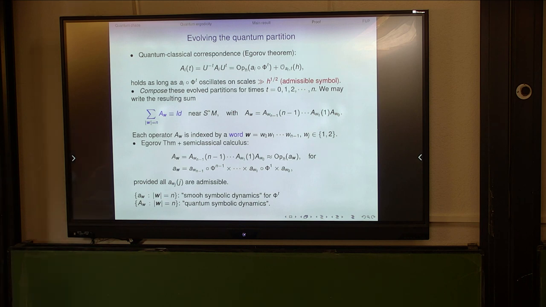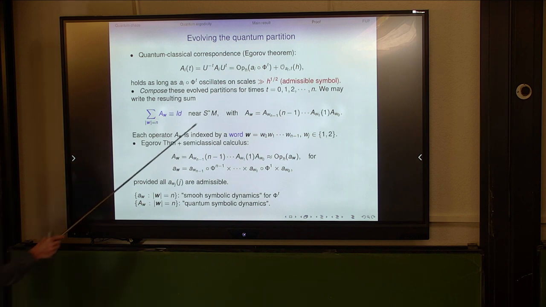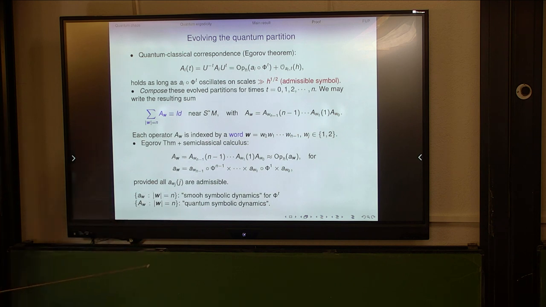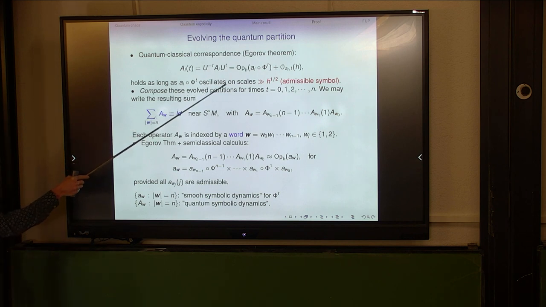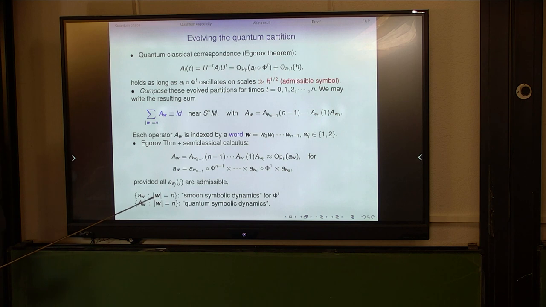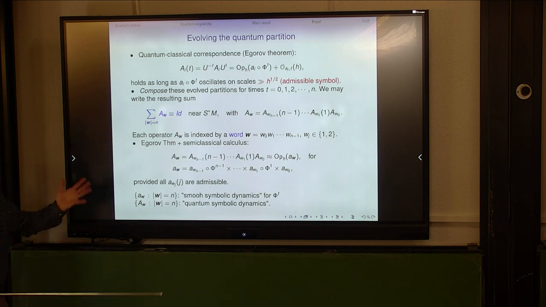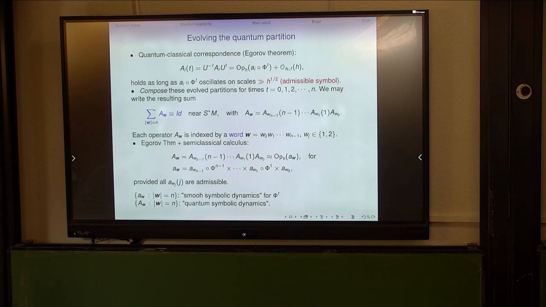As long as the time is not too large, that is, as long as these symbols or these operators are admissible, we can use the quantum-classical correspondence, this Egorov theorem, as well as the semi-classical calculus. Semi-classical calculus here is just the fact that when you compose two operators which are quantizations of some functions, you end up with an operator which is approximately the quantization of the product. So the classical algebra, the simple multiplication algebra of functions on phase space, approximately corresponds to composition of operators.